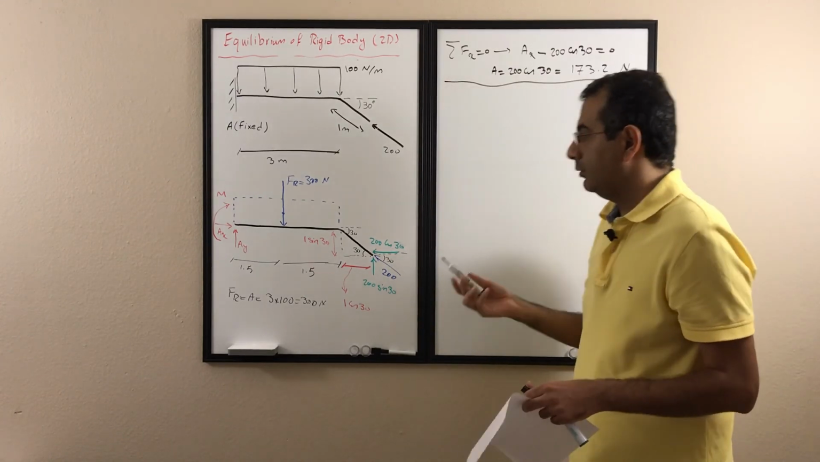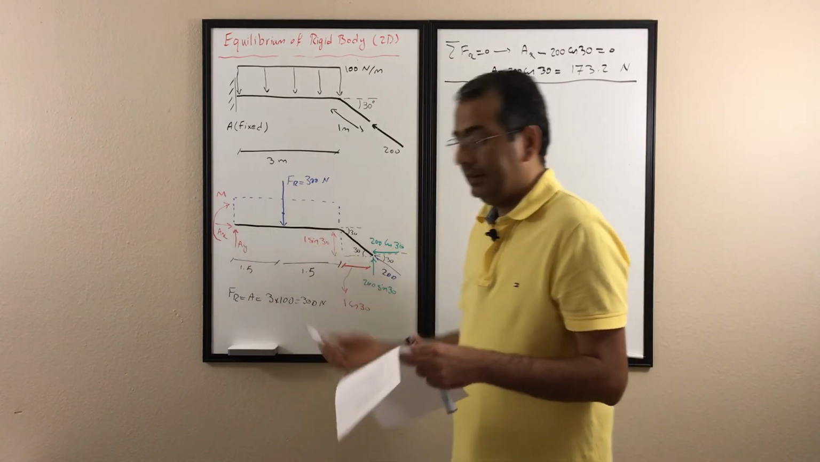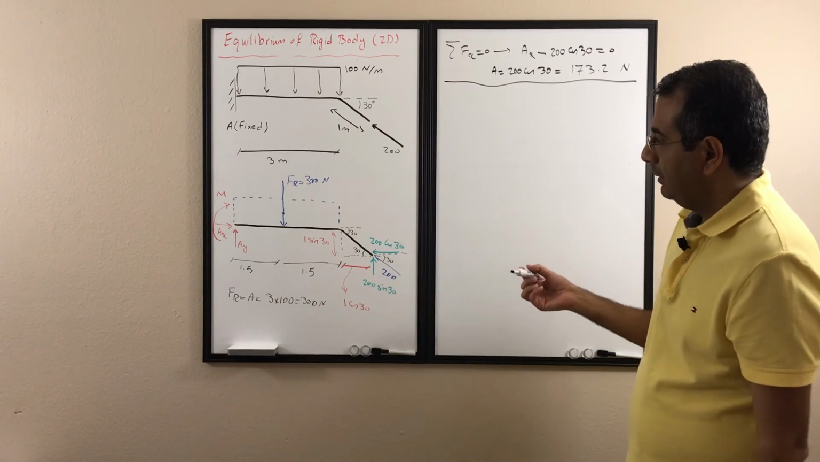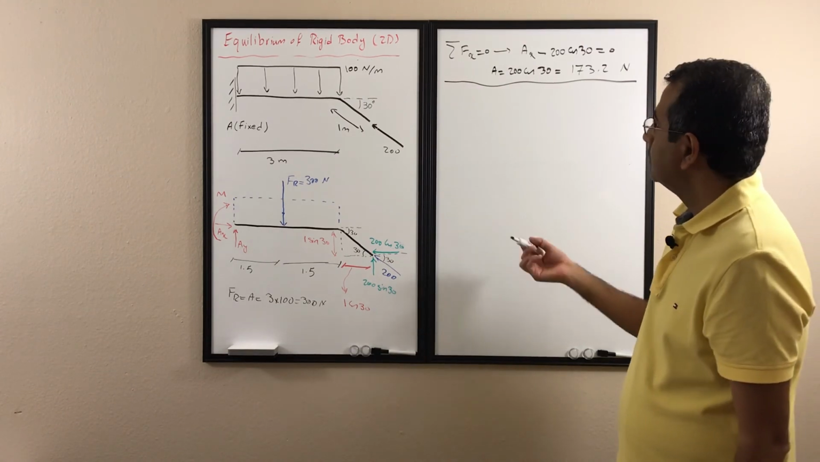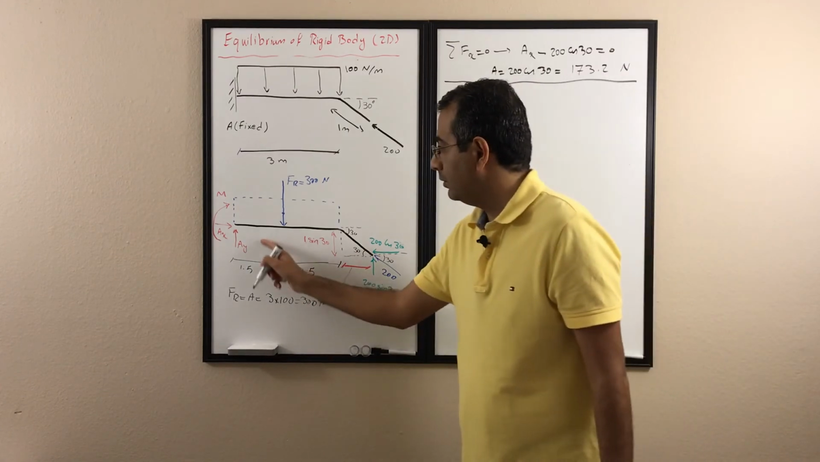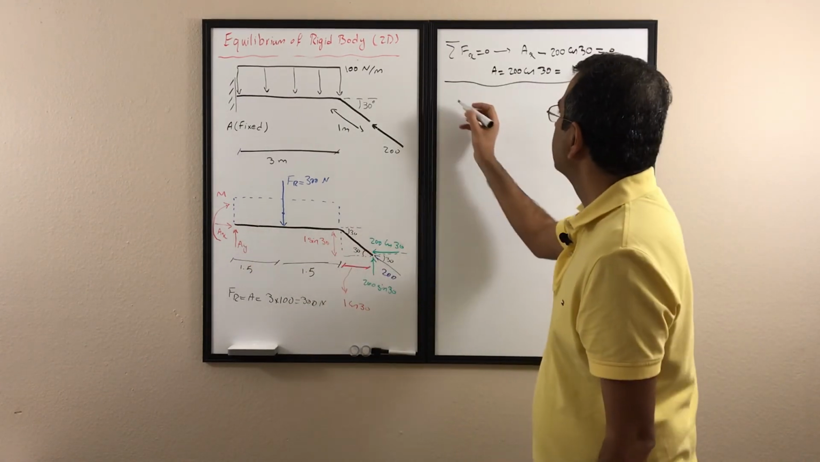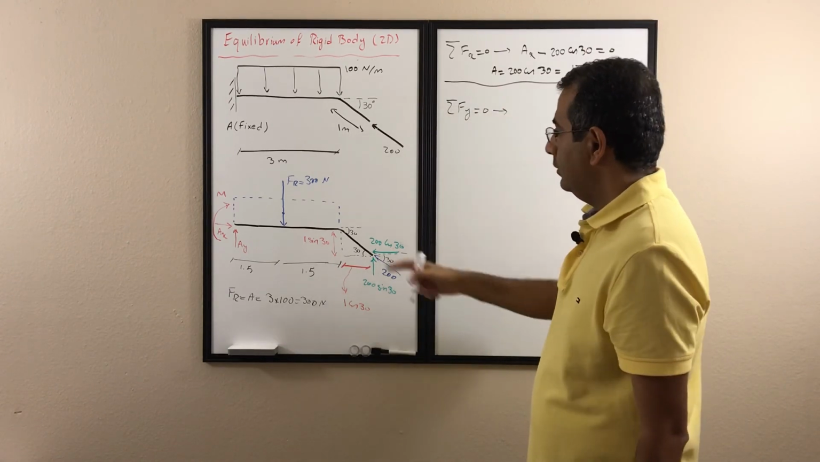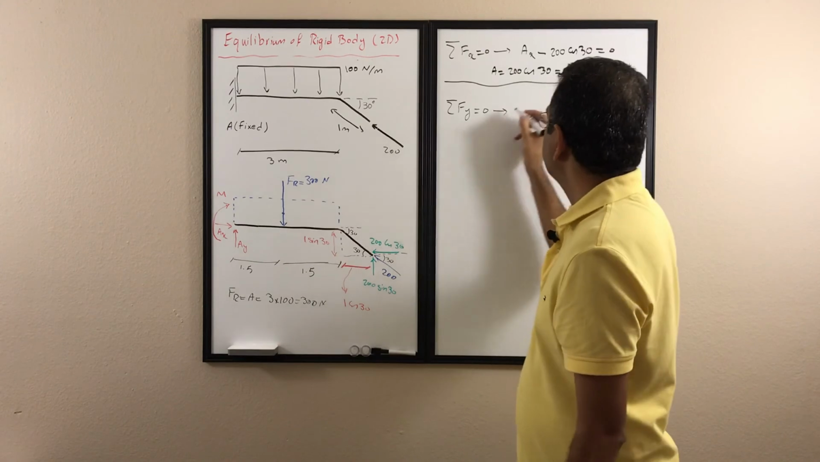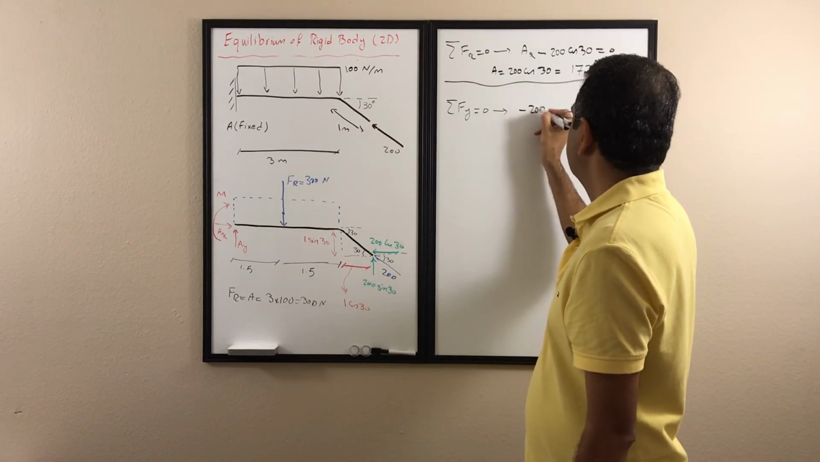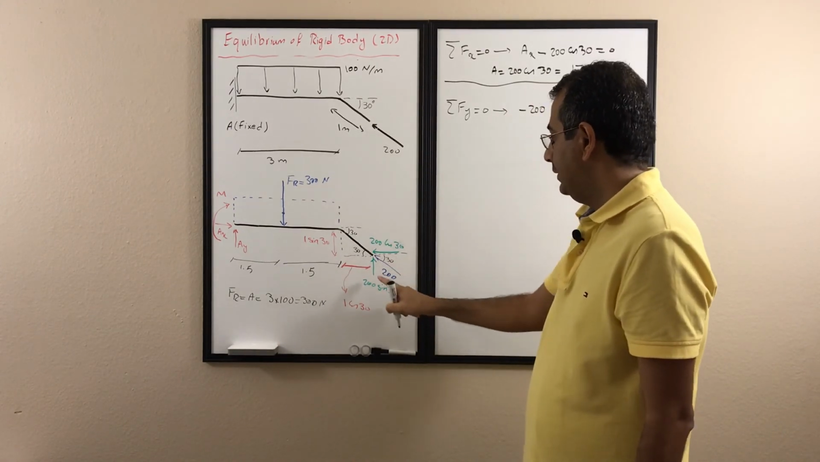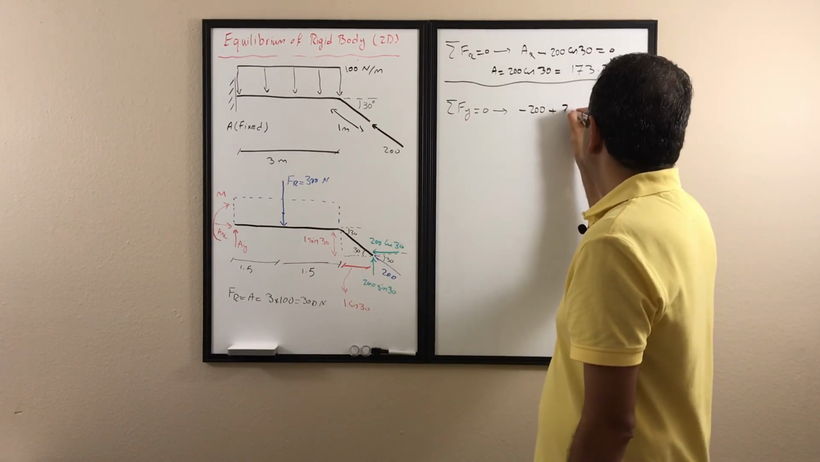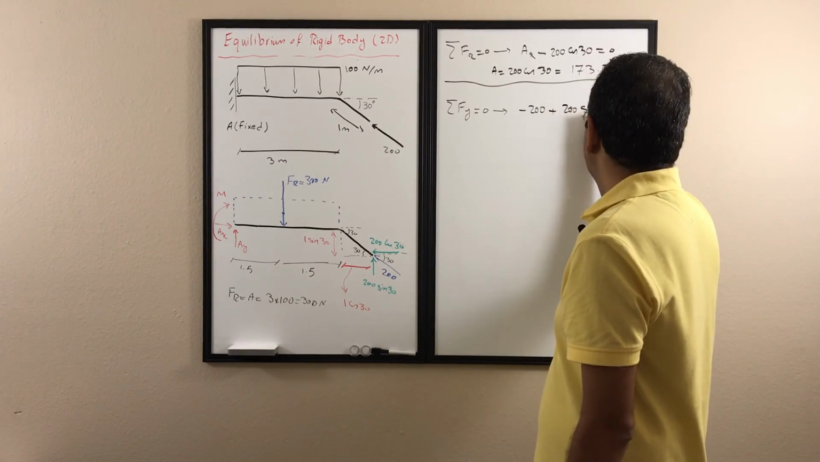Now I want to find AY and M, and I have to see which equation is going to be easier to do that. Probably the easiest one is just to write sigma Fy, because the only unknown I have in the y direction is AY. So if I write sigma Fy is 0, I have this 200 Newton, which is going downwards, so negative 200 Newton. And then I have this 200 sine 30, which is going upward, so it's positive, so it's plus 200 Newton sine 30.